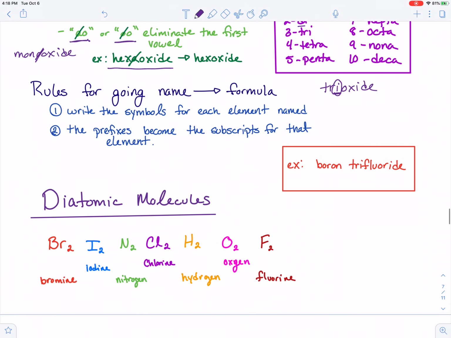All right. So let's do our rules for going in reverse. Basically, we're going to take the last naming rules and we're just going to do it, but backwards. So instead, we're going to write the symbol for each of the names, and then the prefixes are going to be the subscripts. So for boron trifluoride, boron is a B, so I'll write B. Fluorine is an F. I see the word tri, so that means I have 3 fluorides. And boron has nothing, so it's assumed that it's a 1. Again, we don't write monoboron. So this is going to be BF3.